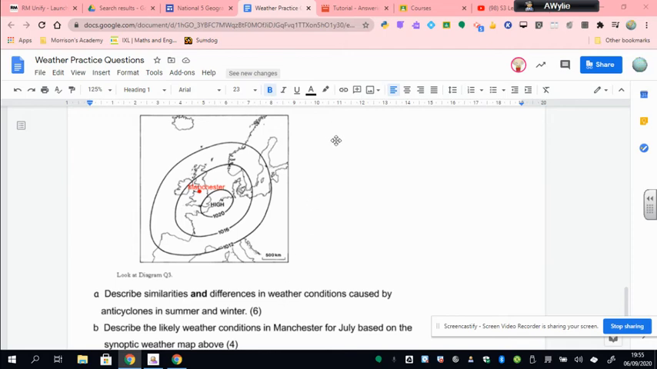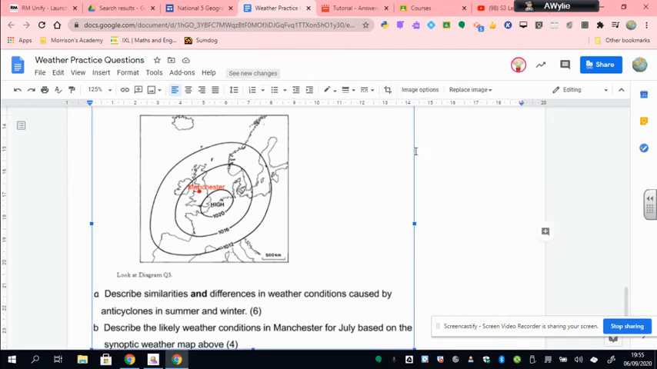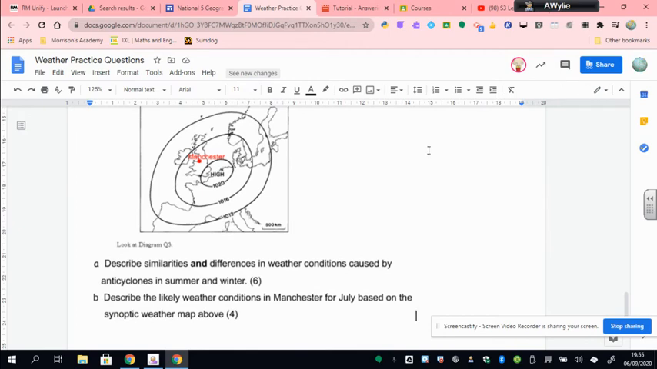So the first thing we have to think about here is the wind. We need to think about its direction, its speed. We need to think about cloud cover. We need to think about temperature. And we need to think about whether there will be rainfall or not. We then need to compare that for summer and winter, identifying any differences.